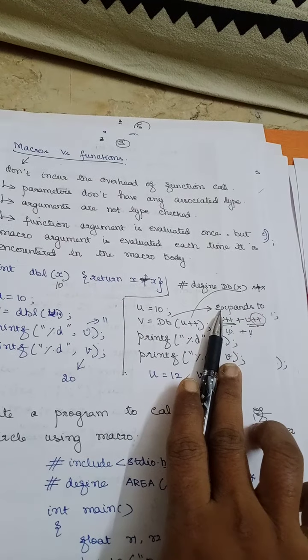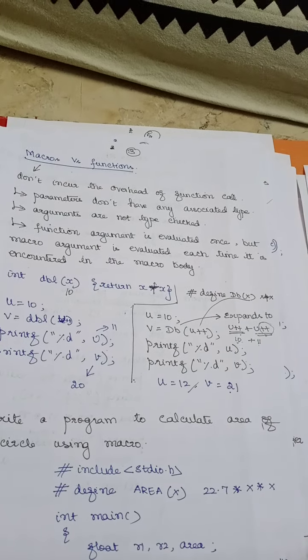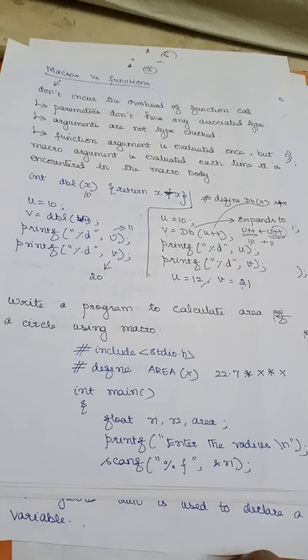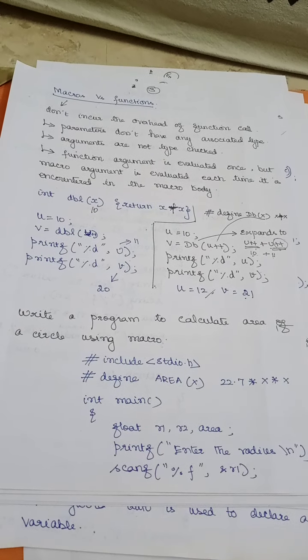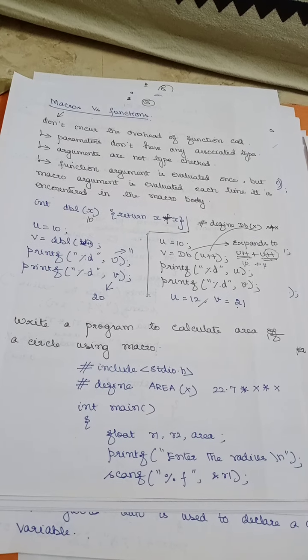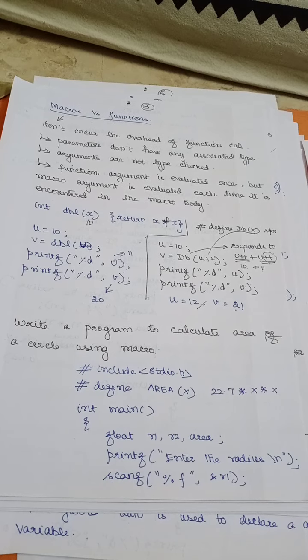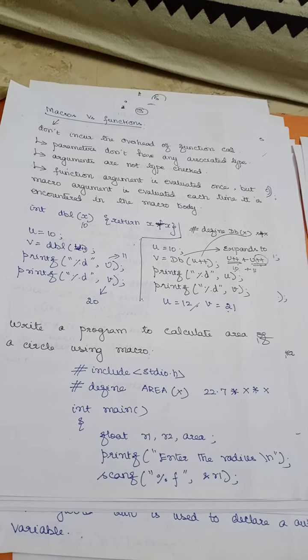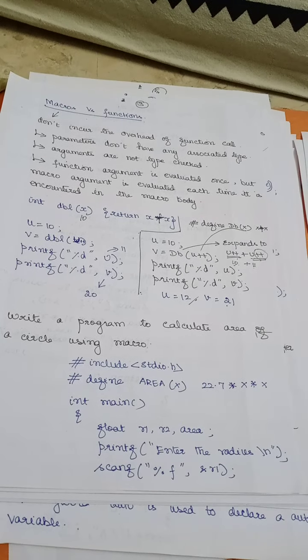But in case of macros, it's just a substitution in the place of your variables. Is that clear? It's a mere substitution, right? So we'll see one example here. Write a program to calculate area of a circle using macro. So here, using the macro, I am going to calculate the area of a circle.